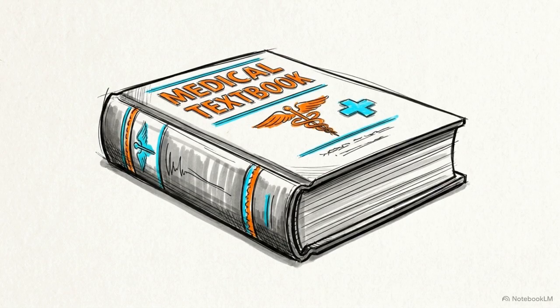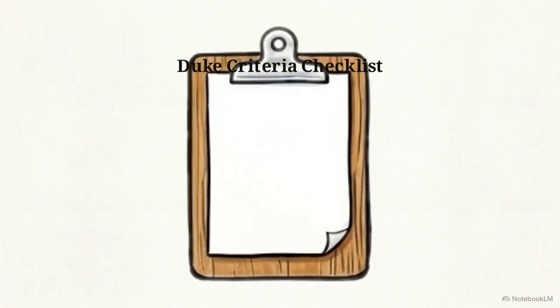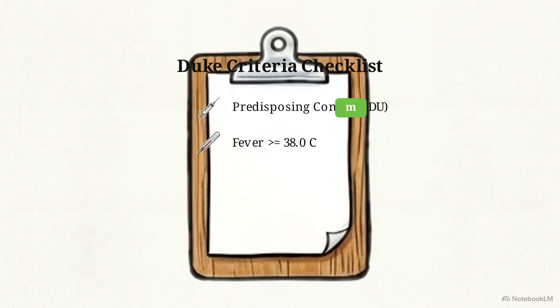Memorizing the raw facts is only the first step. True clinical mastery comes from recognizing how specific nuances in the patient's history can pivot the entire diagnosis. Let's break this down step by step. First, the patient's history of IV drug use is a predisposing condition. That is one minor criterion. Their fever of 38.5 degrees meets the temperature threshold, giving us a second minor criterion.